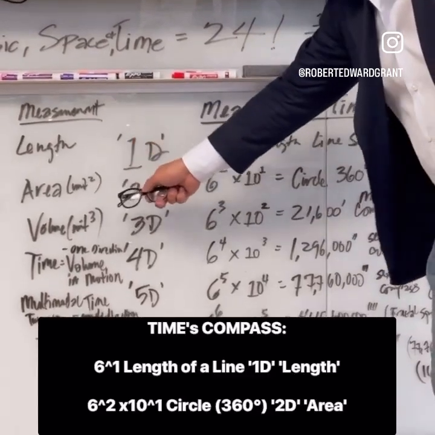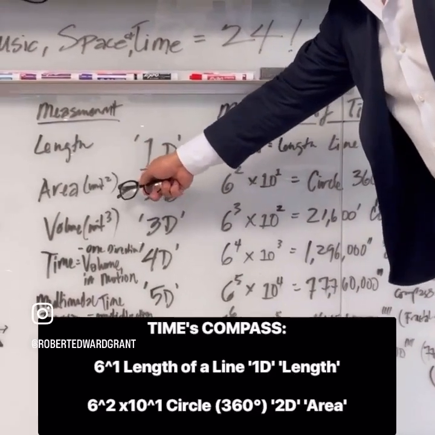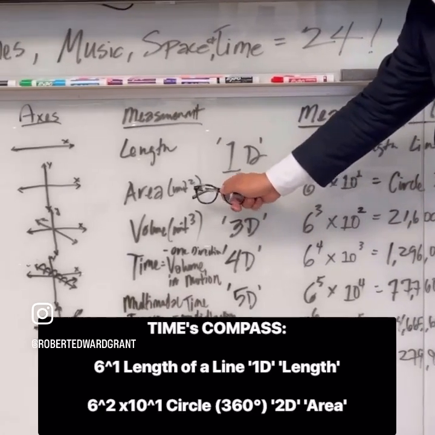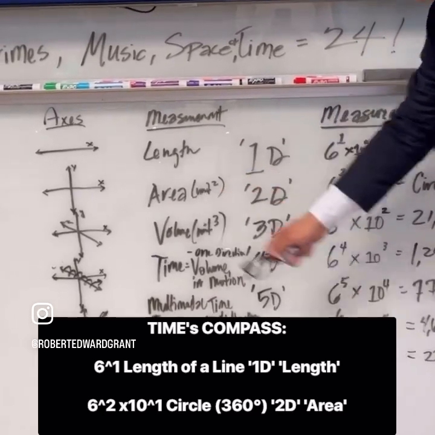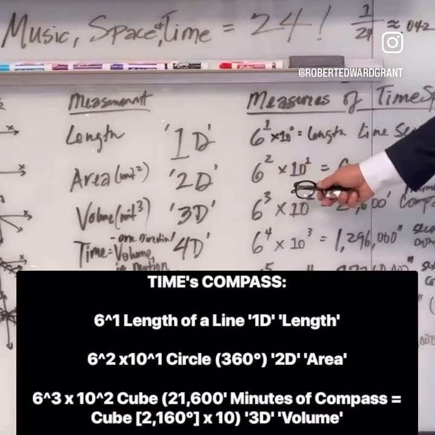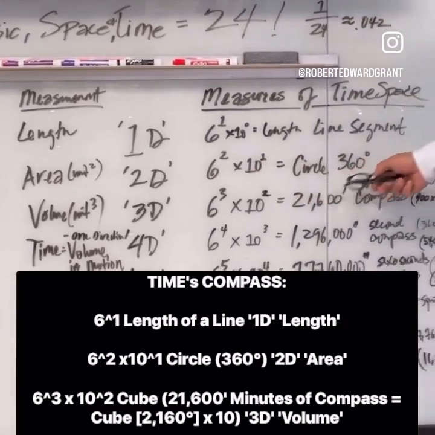We go to the next dimension. We have another x and y axis now, and we measure that not with length, but rather with the length of both x and y axes, and that gives us an area value. That's how we measure the second dimension. 6 squared times 10 to the first power equals a circle of 360 degrees.